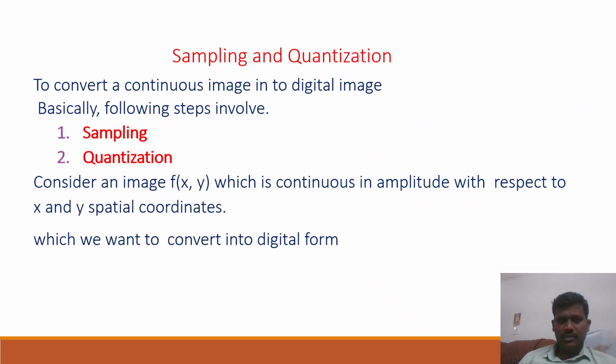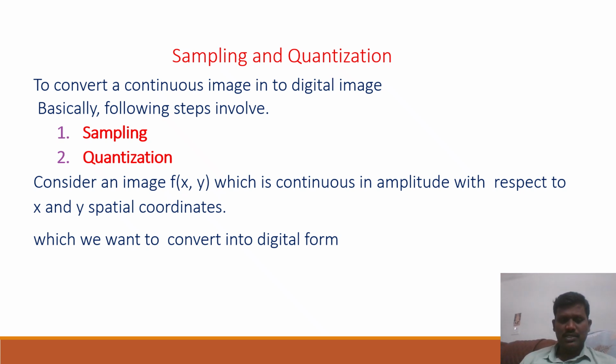Today's topic is sampling and quantization. With the help of the capturing device, we are converting the light energy into electrical form so that the image is in continuous form. That continuous image is going to be digitized by using the following two steps: one is sampling, the other is quantization.